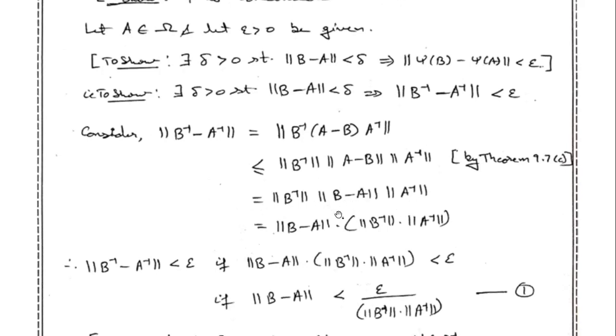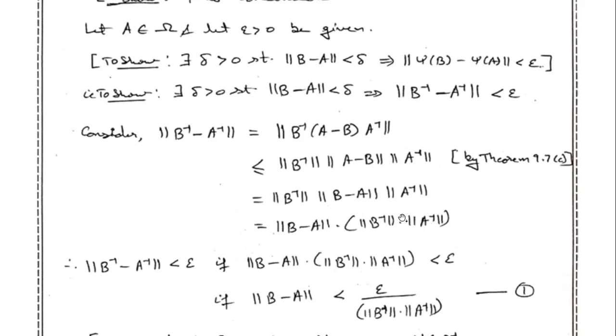And what we have got, let us separate it. They are real numbers only, so we can apply the commutativity property and take it here. So it is norm of B minus A into, what is it? These are two real numbers, norm of B inverse and norm of A inverse. What type of real numbers in particular? They are actually non-zero real numbers, because A inverse and B inverse are invertible linear transformations.